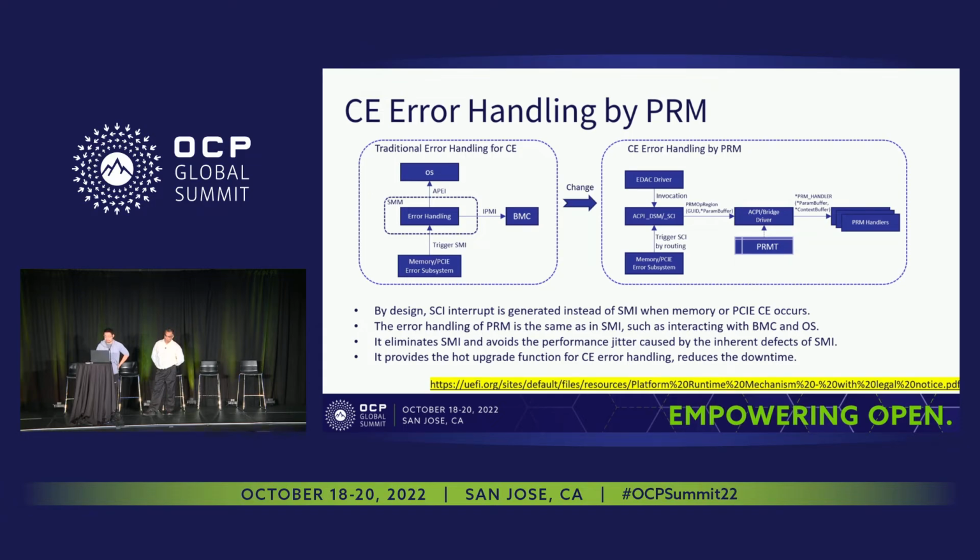and we use the SCI interrupt to call that code. And the OS can pick up the PRM table to find the PRM handling entry and do a similar thing as we did in the SMI. So the same interaction with the BMC and the OS. In this case, we can get rid of the SMI and avoid the performance jitter caused by the SMI. And the results are quite good. Right now, we can almost eliminate all of the performance jitter due to correctable error handling from the SMI interrupts.